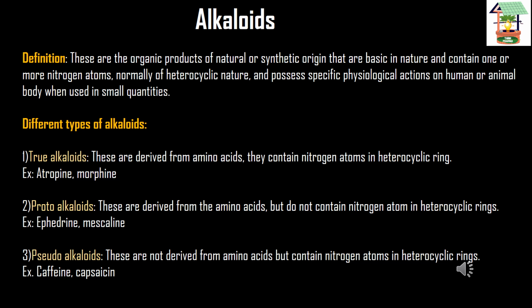So what is meant by basic? A compound is basic, acidic or neutral. It will be in three forms, right? These alkaloids are basic in nature, and how can we say these are basic? In the nucleus, in the structure of these alkaloids, they have nitrogen atoms in their ring system.